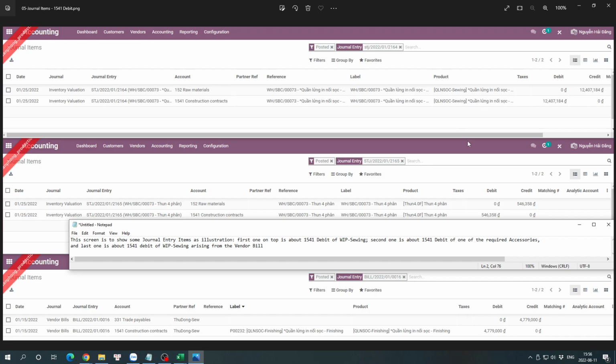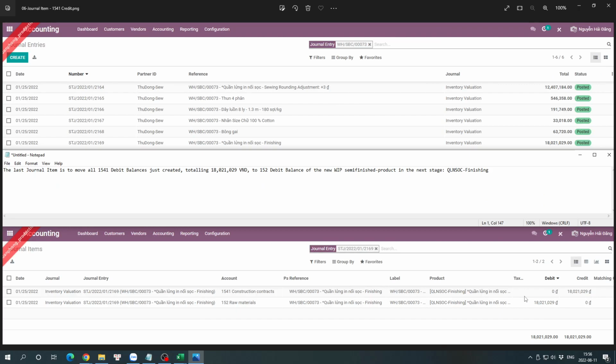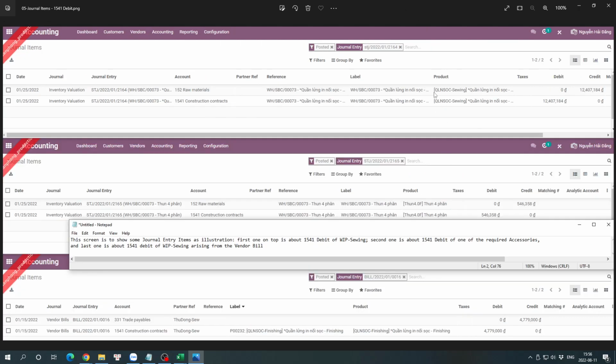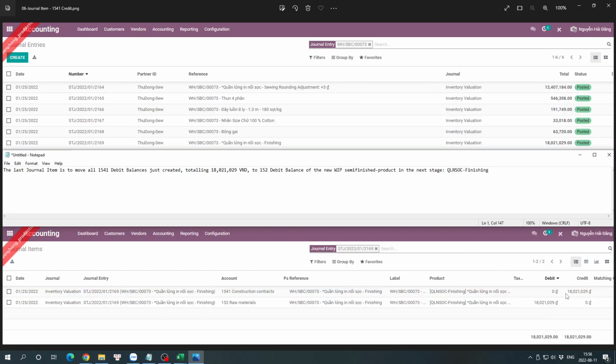This one, the first one, you debit it to the work in progress for sewing. This one, you debit it to an accessory. And this one, only this one you debit it to the same product code, finishing with here, you credit it to finishing. So how come up here you can't have the right product code so that it matches? How come we could only have the total money amount match each other, but the product code doesn't match?